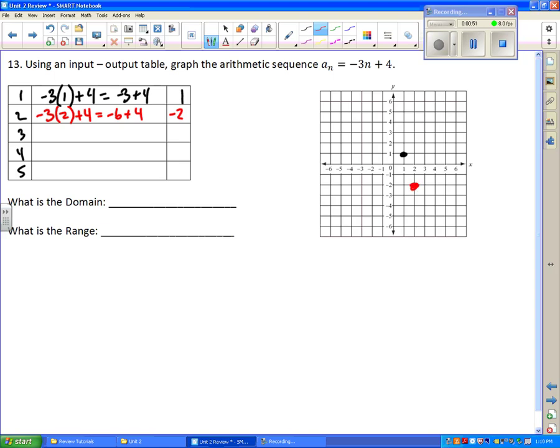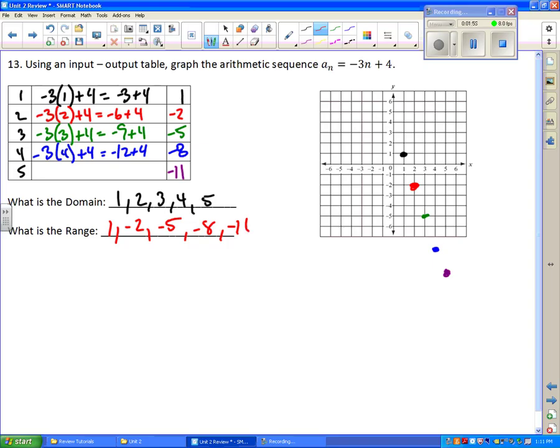2, negative 2 would be right there. Our next one, negative 3 times 3 plus 4 is negative 9 plus 4, which is negative 5. So 3, negative 5 right there. We can tell that we're going down 3 each time. Negative 3 times 4 plus 4 is negative 12 plus 4, negative 8. So 4, negative 8. The next one, if we're going down by 3, should be negative 11, so 5, negative 11. The domain is all the inputs, 1, 2, 3, 4, and 5. And the range is all the outputs, 1, negative 2, negative 5, negative 8, and negative 11.